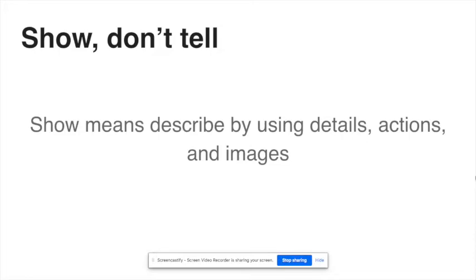To show means to use details, actions, and images to actually show us what's happening in a text rather than just tell us or explain it directly. And the reason you want to use this technique is because it creates a much more immersive and dynamic writing experience. When you show us rather than tell us, you make the readers feel like they're actually there in that moment, experiencing it for themselves. And it's going to end up making your writing more convincing.